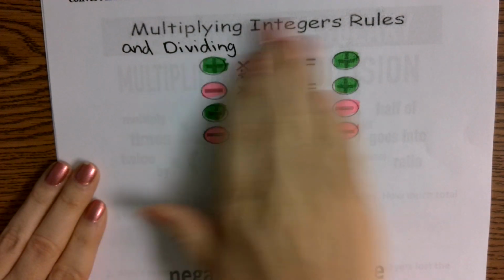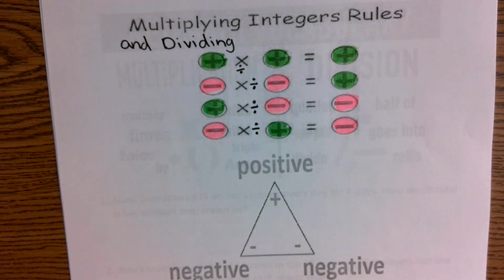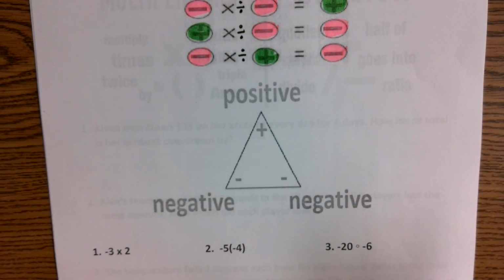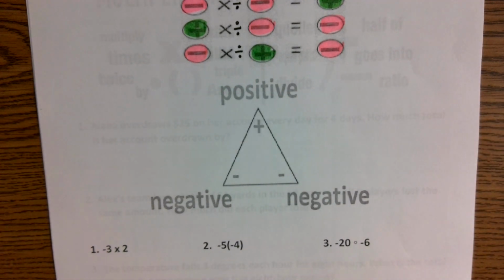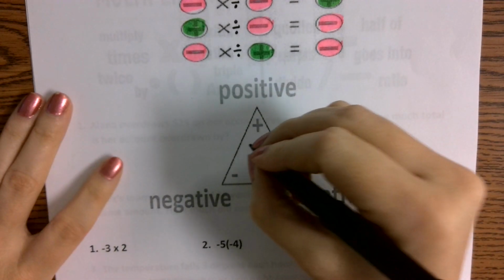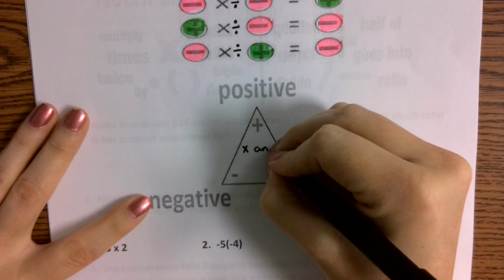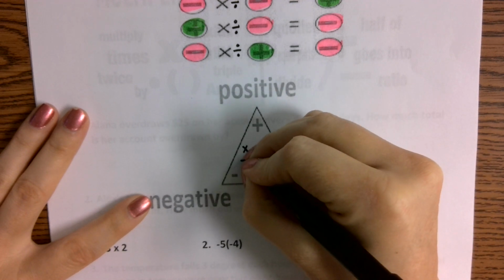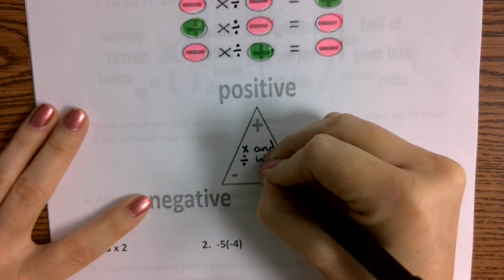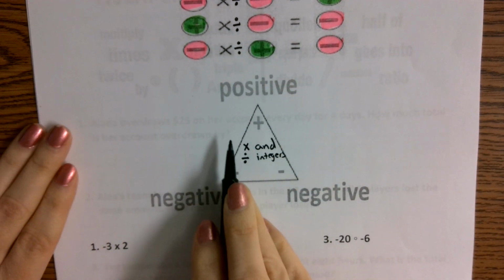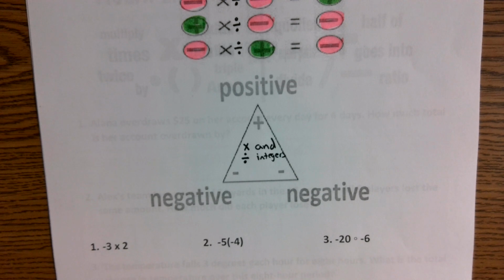So this is one thing that you could utilize. You can memorize this little board here, or you can utilize a different method, which is what we call the triangle, the multiplication division triangle. So this again is only true for multiplication and division. So write this down. This is to multiply and divide integers. This is only true if you're multiplying and dividing with integers.